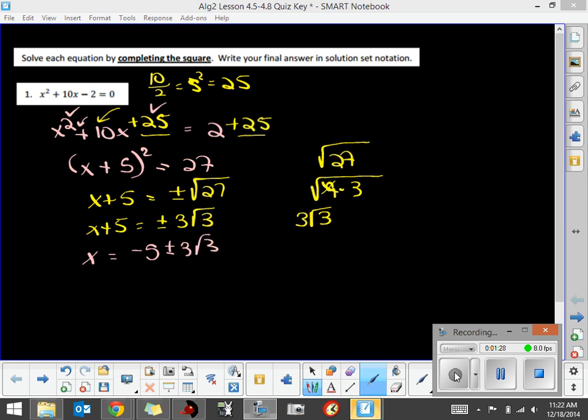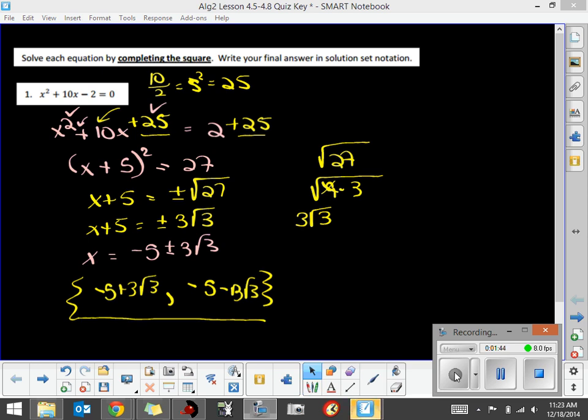I asked you to write your solutions in solution set, so really there isn't a whole lot to do with these. It's a negative 5 plus 3 square root of 3. That's one solution. The other one is a negative 5 minus 3 square root of 3. Solution set. Okay, so that's an example of completing a square and solving the quadratic equation.